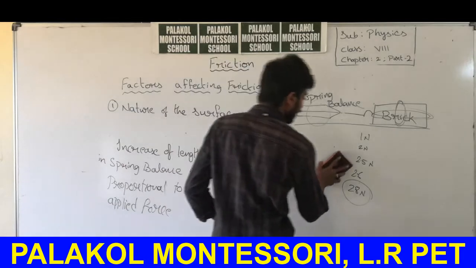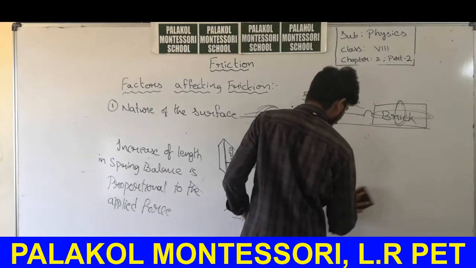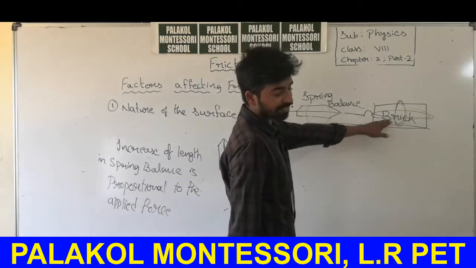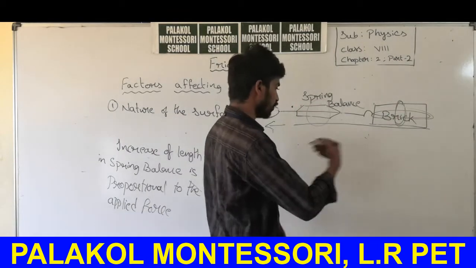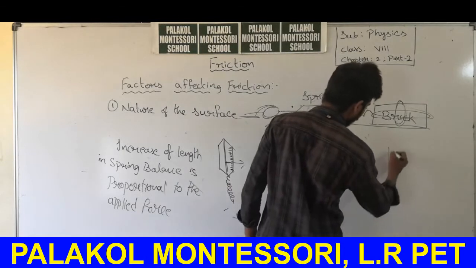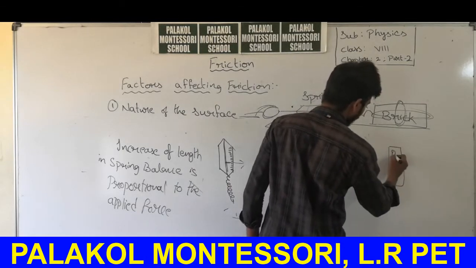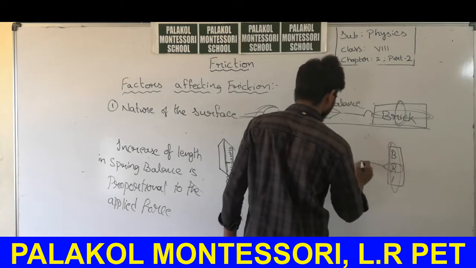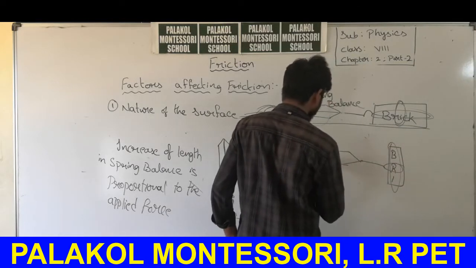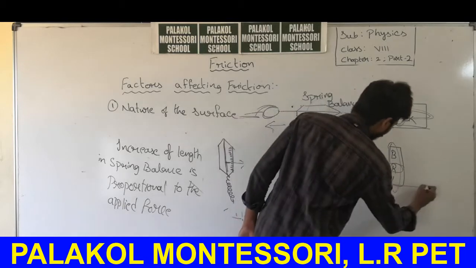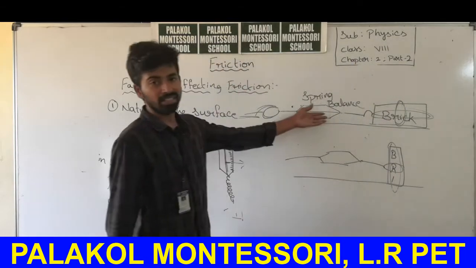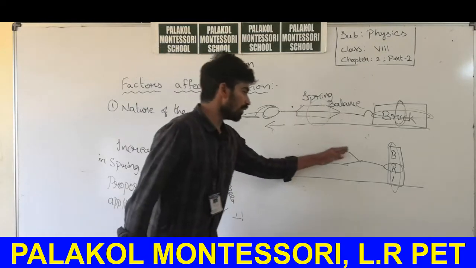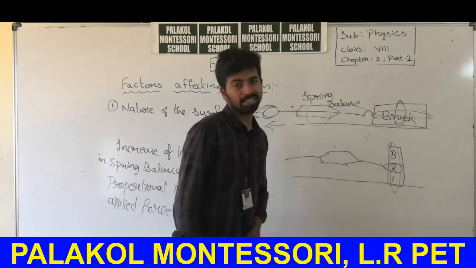So, now change the orientation of the brick. You have placed the brick such that its length is along the floor. Now, place the brick like this and repeat the experiment with the spring balance and find out the value. Repeat the experiment as we explained previously, keeping the brick like this.